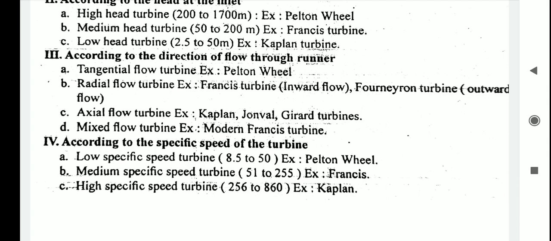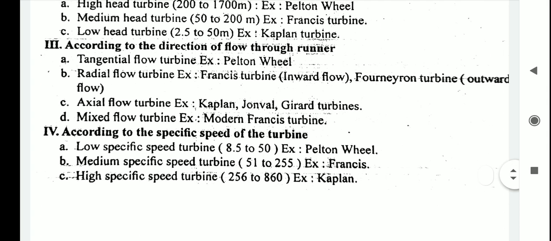The third classification is based on specific speed, right? Hydraulic turbines are classified into low specific speed, medium specific speed, and high specific speed. In case of low specific speed, the turbine employs a high head in the range of 200 meters up to 1700 meters. These machines require a low discharge. For example, the Pelton wheel, where the specific speed range is 10 to 30 for a single jet, and 30 to 50 for a double jet Pelton wheel.